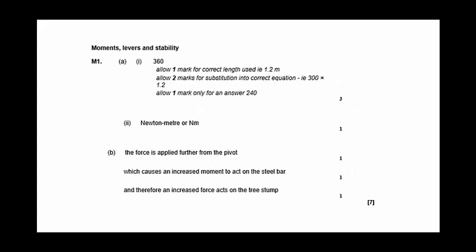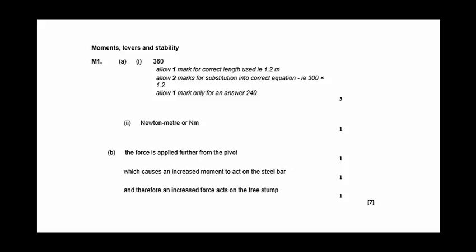Okay, so for question 1, part A, you should have done 300 times 1.2, which gives you 360. And the second mark is for the units of Newton meters, or Nm, capital N, little m. 3 points for part B. The force is further from the pivot. That caused an increased moment to act on the bar, and therefore an increased force act on the tree stump.